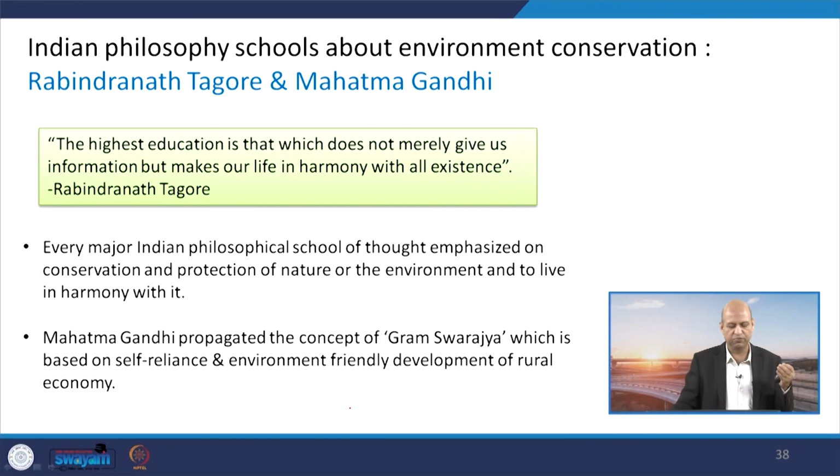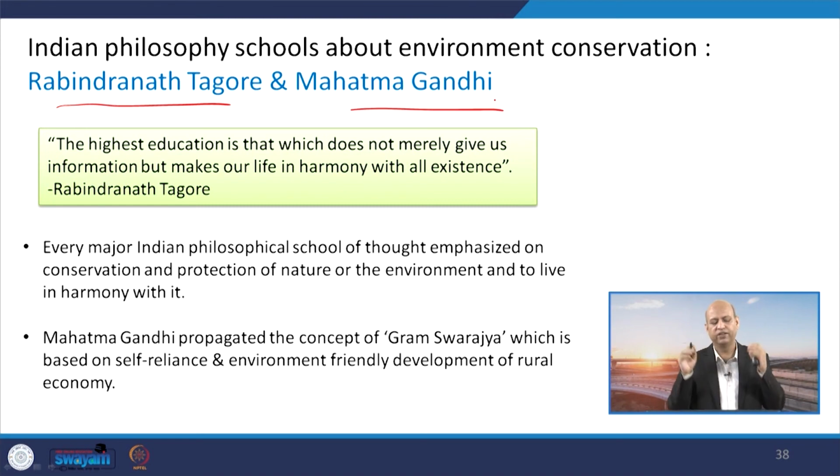Even if you talk about modern thinkers of our country like Rabindranath Tagore and Mahatma Gandhi, they also had this kind of outlook. Rabindranath Tagore said, the highest education is that which does not merely give us information, but makes our life in harmony with all existence. All existence means everything, whether it is rivers, streams, mountains, or animals, the complete existence we should be in harmony with.